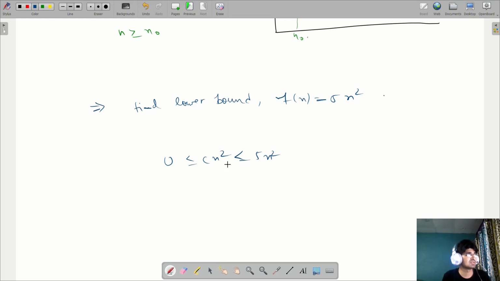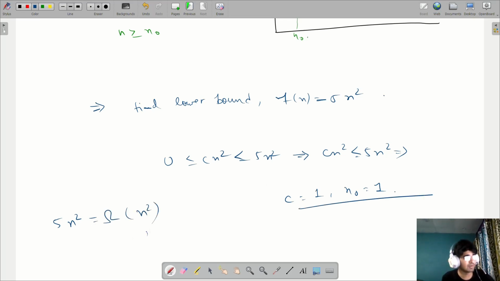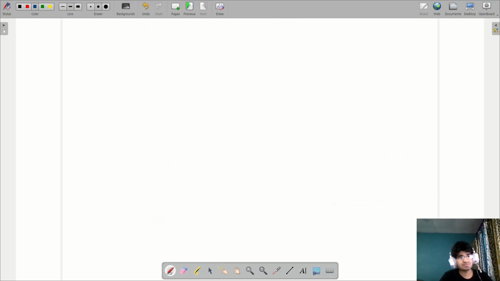So 0 less than c n square less than 5n square, which is equivalent to c n square being less than 5n square. And that gives me a solution where c will be 1 and n naught is equivalent to 1, which means for 5n square, omega will be n square, with c equal to 1 and n naught equal to 1. Really simple one. Let me erase all this and take a look at the final one.